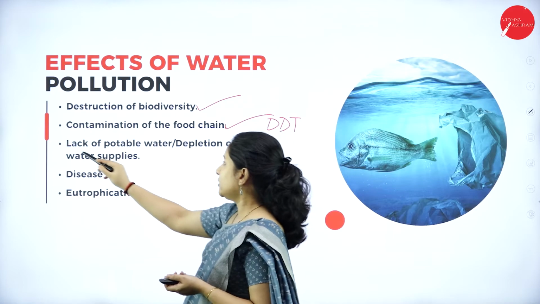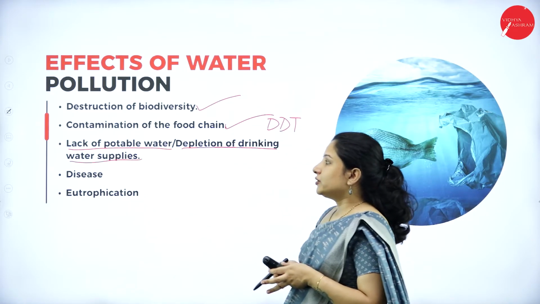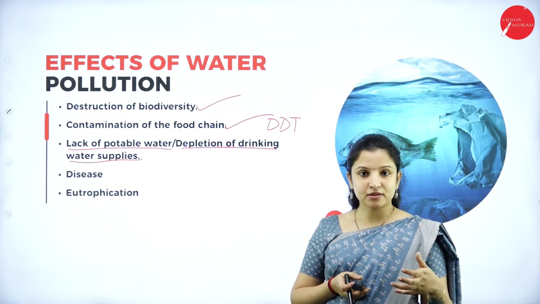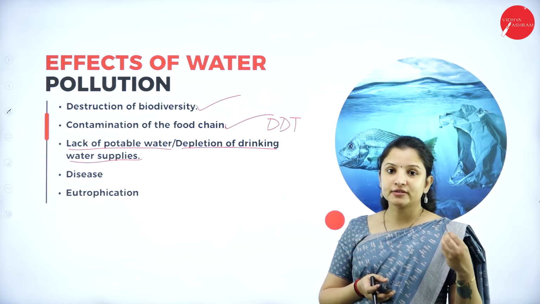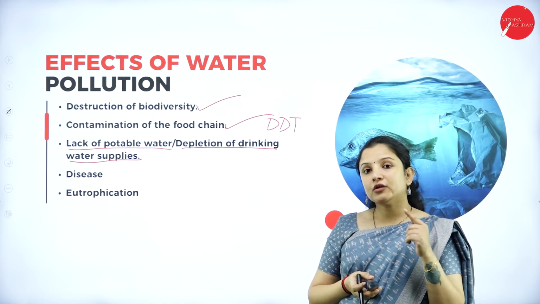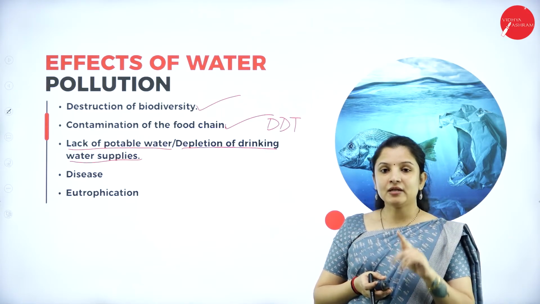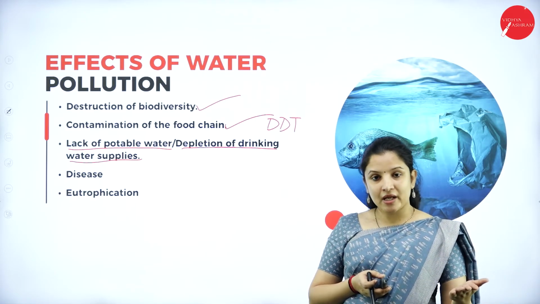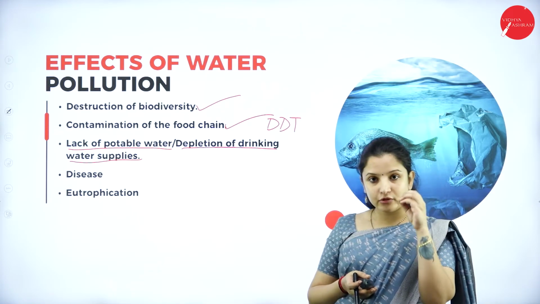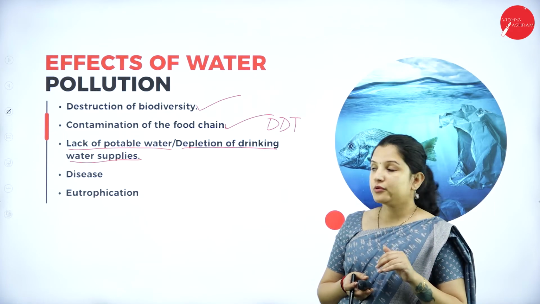Next is lack of potable water. It will deplete the drinking water supply. So here, potable water means water which can be used for household purposes, for drinking purposes and all that. If we contaminate the rivers, ponds and all that, then the fresh water will reduce, and we know that only 1% of the earth has fresh water. Again, in that 1%, most of that goes to agriculture. Whatever is remaining is for human consumption. So imagine how much we need to protect the water, right? Therefore, pollution causes the lack of potable water or drinking water, causing a lot of problems to human beings.